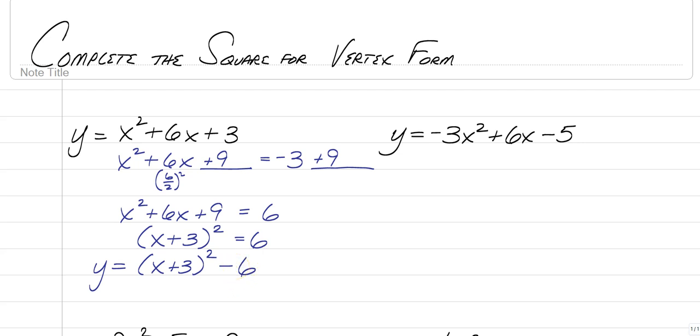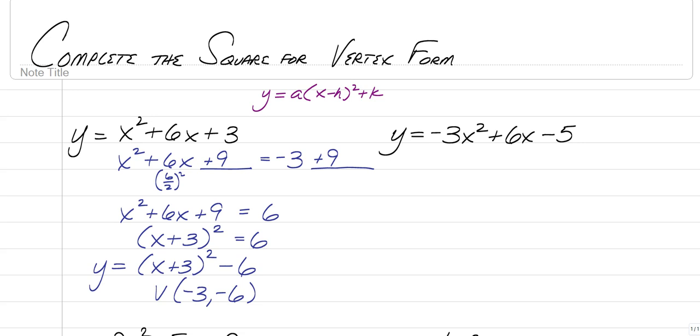And remember, in case you forgot, vertex form is y is equal to a times x minus h squared plus k, where your vertex is h comma k. So once we complete the square, we can state that our vertex is opposite of what's inside. So we have a negative 3 comma our outside, negative 6. Okay? And that's how we use completing the square to write an equation in vertex form.